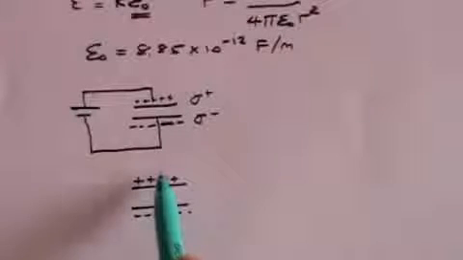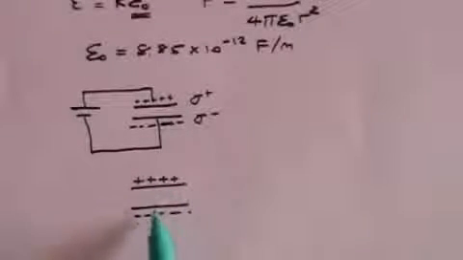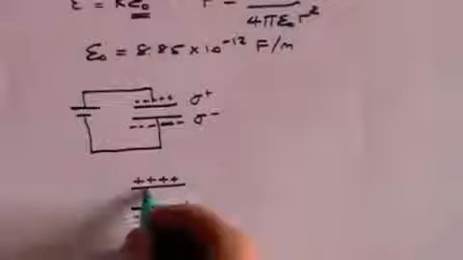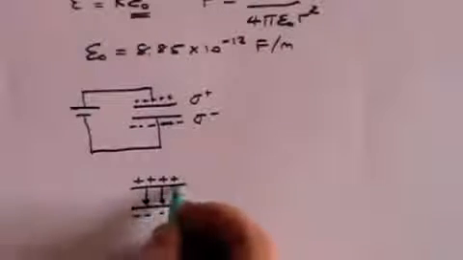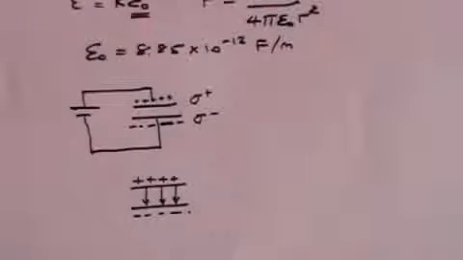Because there's a positive charge on this plate and a negative charge on this plate, there will be an electric field in that direction between the two plates. Now let's insert the dielectric. So here's the capacitor again. This plate is positively charged.